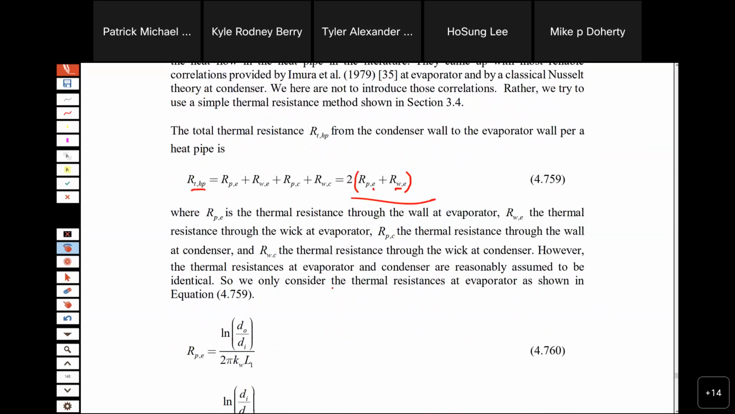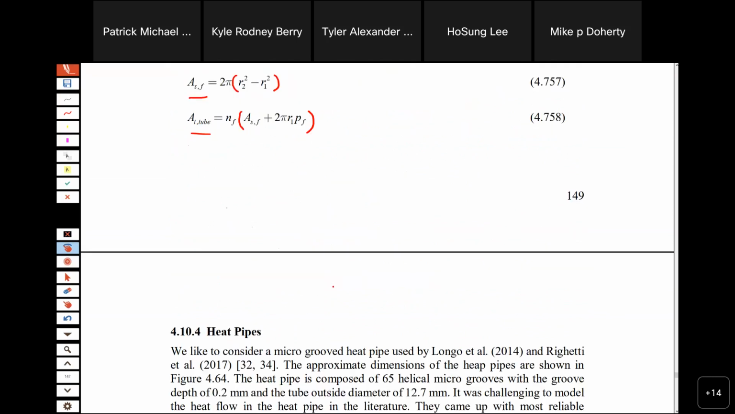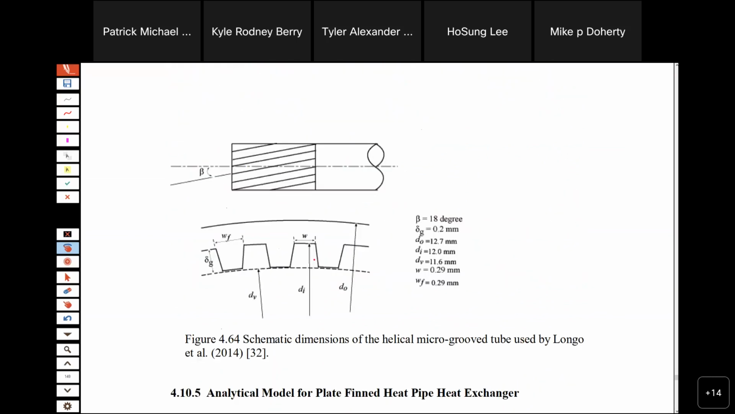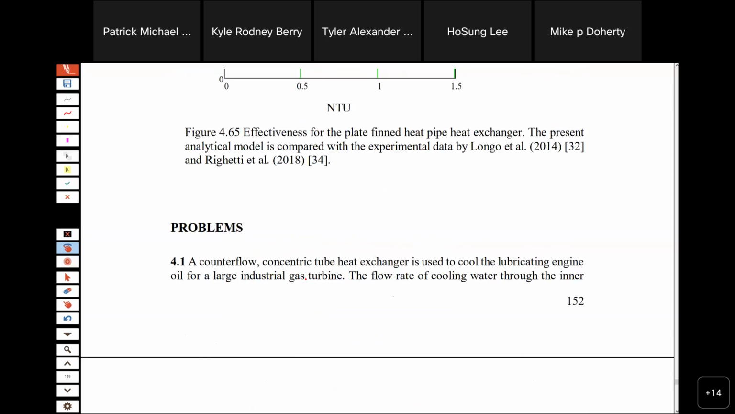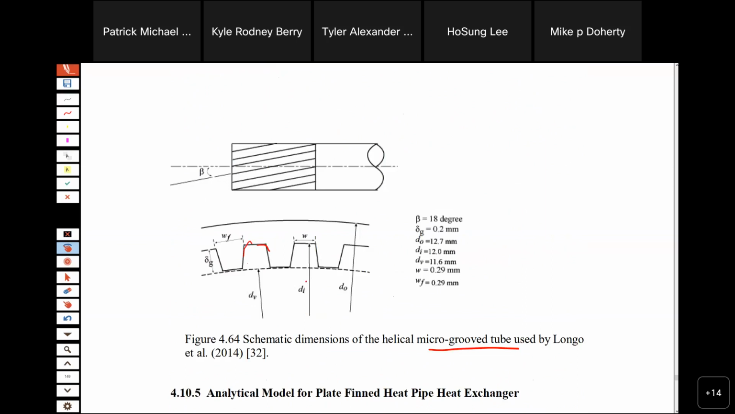And what is the type of wick? The type of wick is they use a groove, a micro grooved tube. Have we discussed the groove? Yes. Once it's a groove, then it works. The surface tension is the same, it works. So there's no wick, the groove is okay. And we can use the concept.